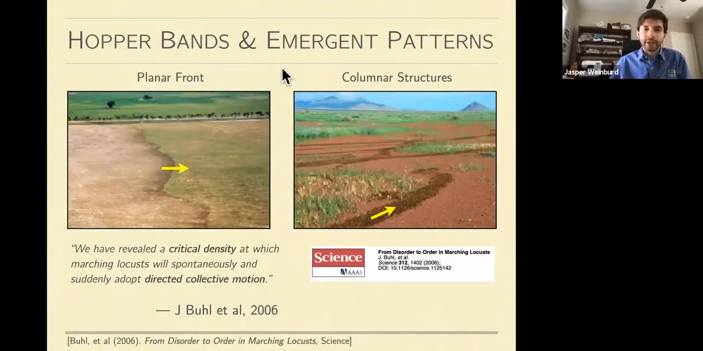So with my background from partial differential equations, nonlinear waves, I look at this and I see a planar front. So that's what I'm going to call this shape here on the left. On the right, all the locusts are moving parallel to the overall structure. And I call these kind of columnar structures. So these are the two emergent patterns that occur in hopper bands that I use as two ends of one extreme.